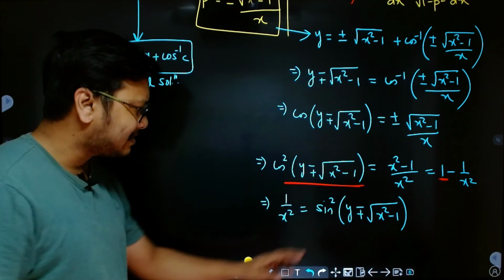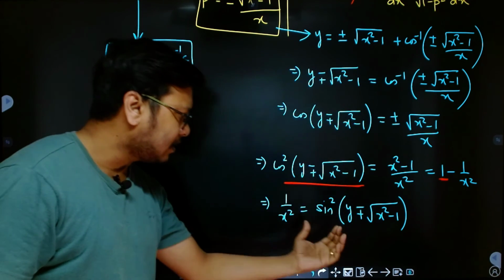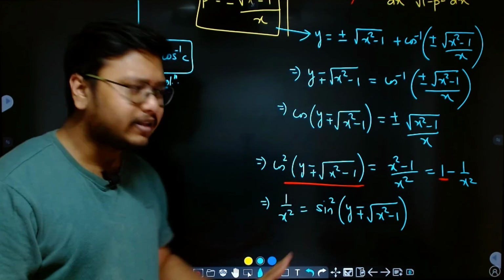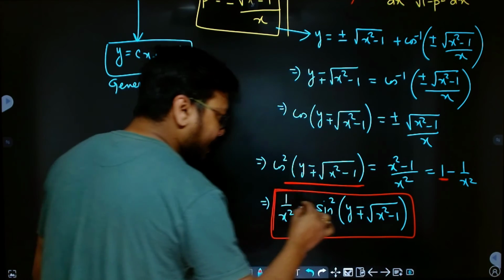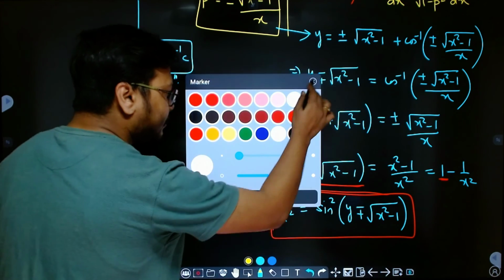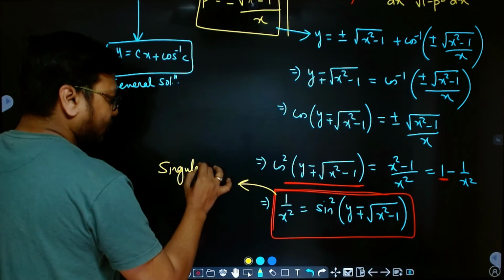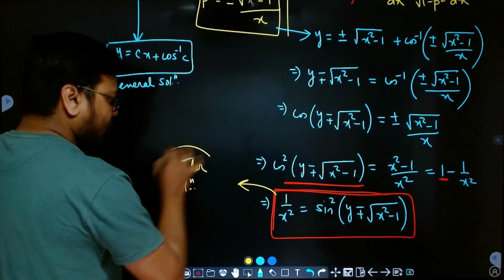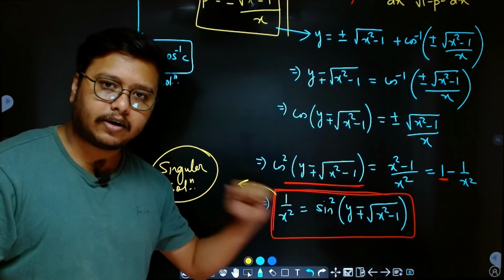Now I don't think this plus minus can be removed. We had two plus minus signs, we removed one of them, one is still remaining, so I don't think this can be further simplified. So let's keep it like this, and we can say that this is our singular solution. Okay, so we have got our general solution and this is our singular solution, right?